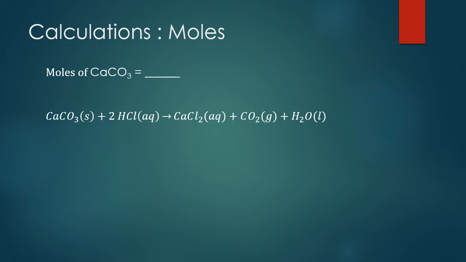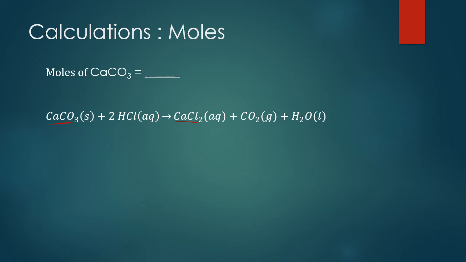So how do we figure out the moles of calcium carbonate? Well, we know the moles of calcium chloride. That's what we calculated on the previous slide. So to figure out the moles of calcium carbonate, we look at the ratio of the two. What I mean by that is we're looking at the coefficients in front of calcium chloride and in front of calcium carbonate. The coefficient being the number in front of the chemical formula.